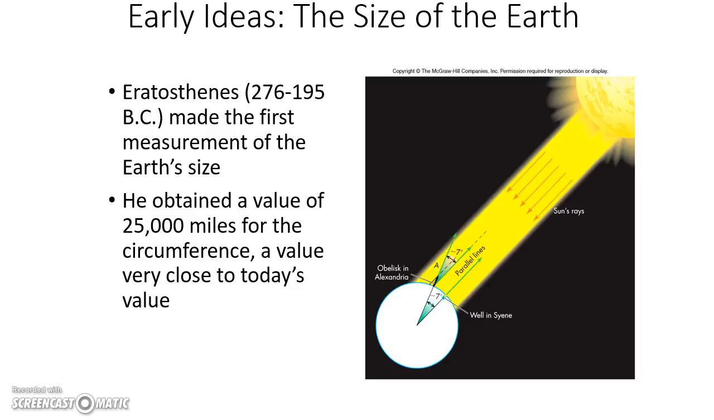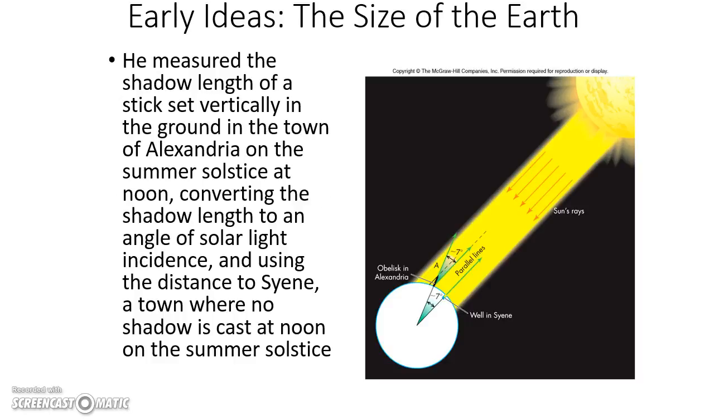Eratosthenes made the first measurement of the Earth's size. He obtained a value of 25,000 miles for the circumference, a value very close to today's value. He measured the shadow length of a stick set vertically in the ground in the town of Alexandria on the summer solstice at noon, converting the shadow length to an angle of solar light incidence, and using the distance to Syene, a town where no shadow is cast at noon on the summer solstice.